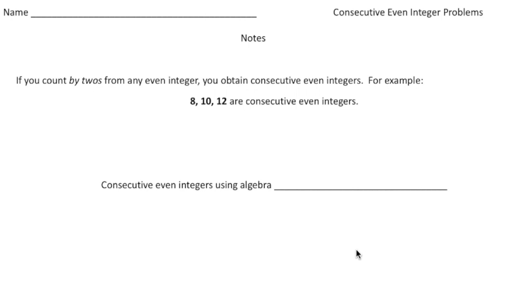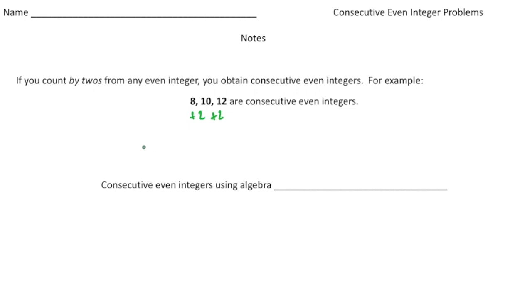All right. So what do we mean by consecutive even integers? Well, if you count by twos from any even integer, you obtain consecutive even integers. So for example, the numbers 8, 10, 12 are certainly consecutive even integers. When I go from 8 to 10, I'm really adding 2, right? And then when I go from 10 to 12, I'm adding 2 more. If I wanted to keep going, I'd add 2 to 12 and get 14, and then 16, and so on.